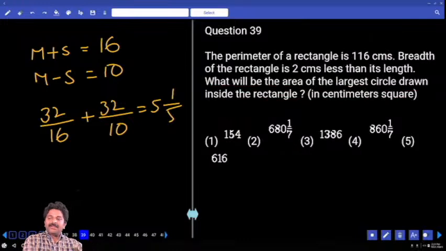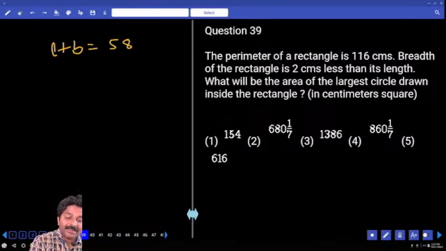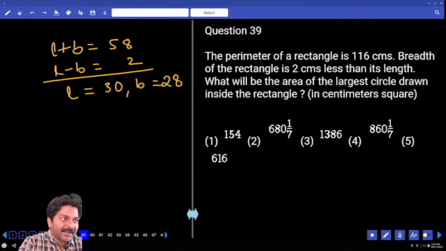The perimeter of the rectangle is 116. Length of the rectangle is 2 centimeters more than its breadth. If the perimeter of the rectangle is 116, 2 times of L plus B is 116. L plus B value, that is 58. And the difference between length and breadth is equal to 2. From this, L is equal to the sum plus difference divided by 2, which is 30. Breadth is equal to 28. Difference, they said 2, right?